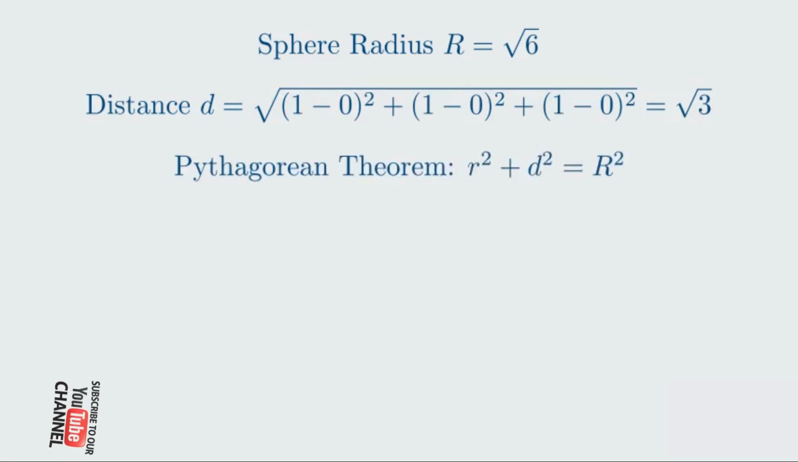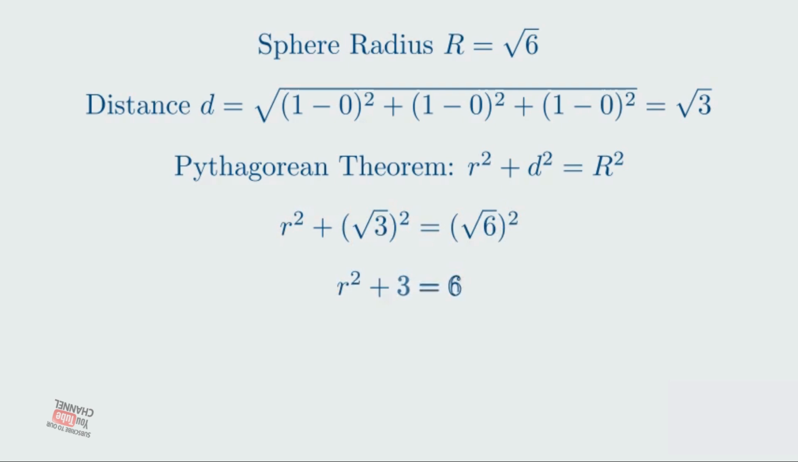The Pythagorean theorem relates these three lengths. r squared plus d squared equals R squared. Substituting our values, we get r squared plus 3 equals 6. Solving for r squared, we find the radius of our circle is r equals the square root of 3. So, our intersection is a circle centered at (1, 1, 1) with a radius of the square root of 3. We're looking for the points x, y, z that lie on this circle. Since it's a circle, there are infinitely many points.